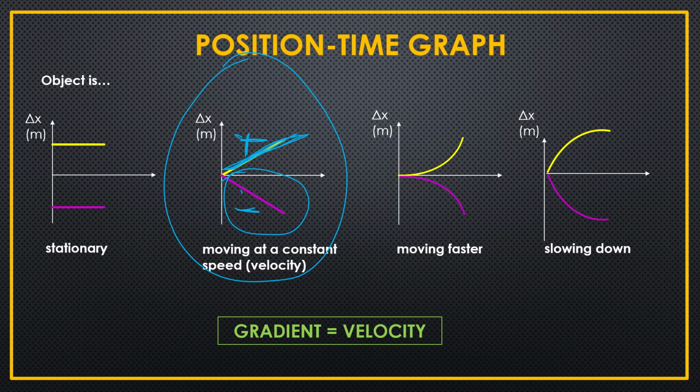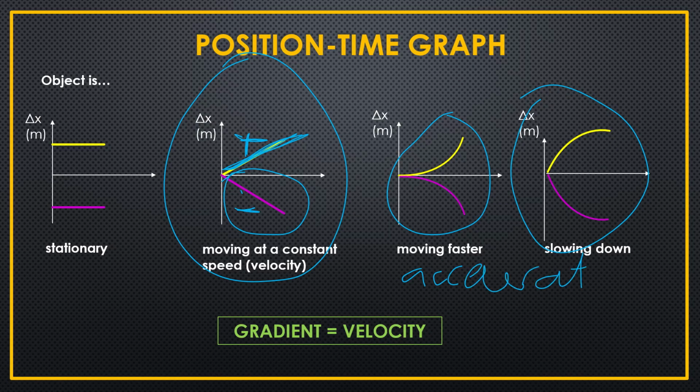With these last two types of graphs where you have curves, the gradient is not constant, which means the velocity is not constant. That means your object is accelerating, and that is why you do not have a straight line with a constant gradient. So curves on a position time graph mean the object is accelerating, whether positively or negatively, or slowing down or moving faster. But because you have a curve and not a constant gradient, it means you do not have a constant velocity, but you have acceleration.